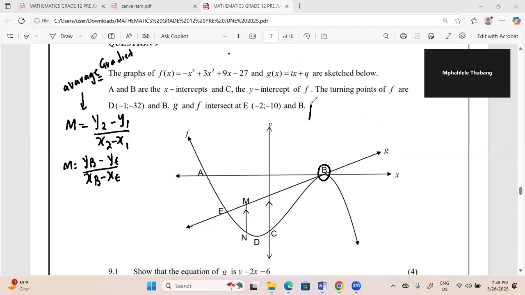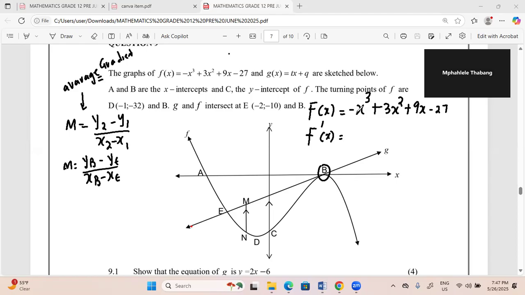So I have f of x equals minus x cubed plus 3x squared plus 9x minus 27. Now I know that if I can do what we call the first derivative, f prime x, I should be able to find the coordinates of the turning point. This is how we find the coordinates of the turning point, through the first derivative. So you derive your function.